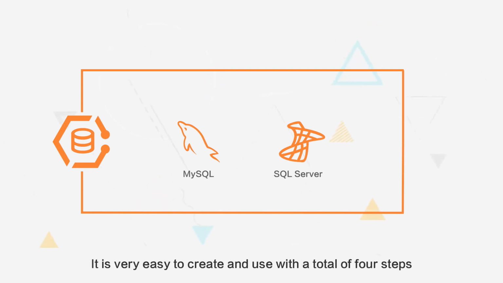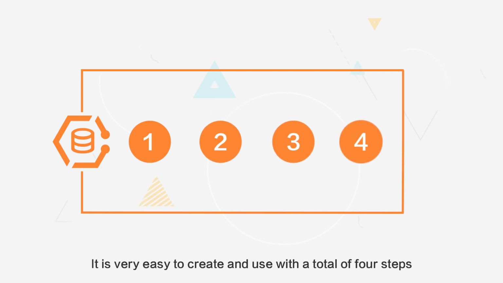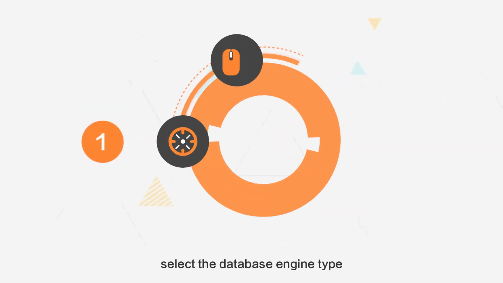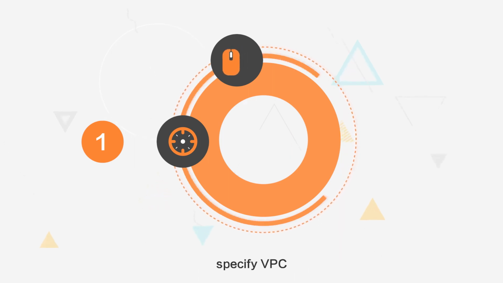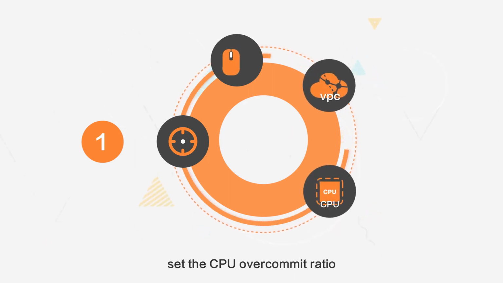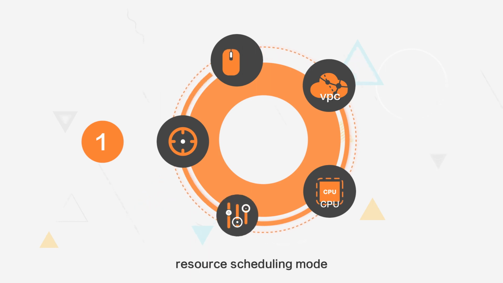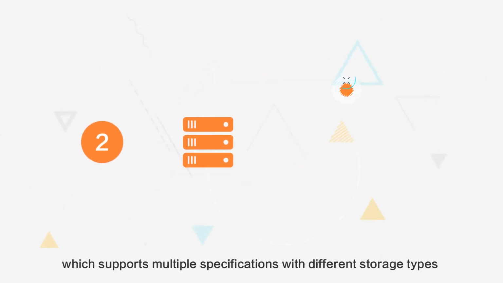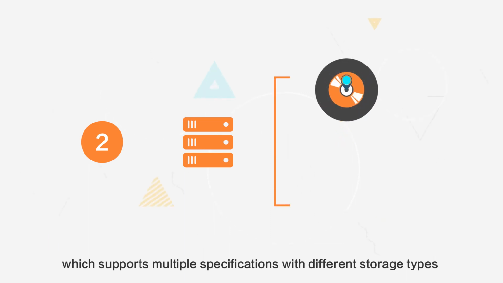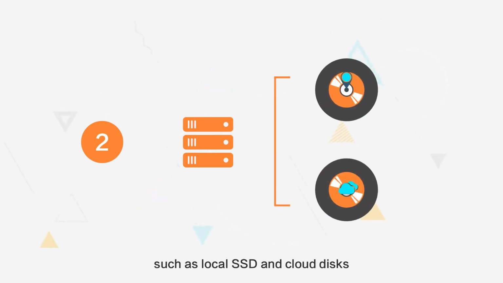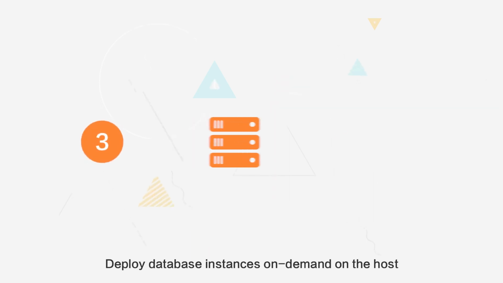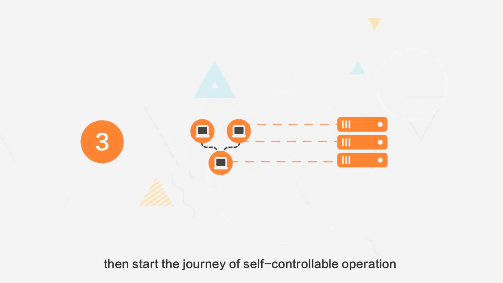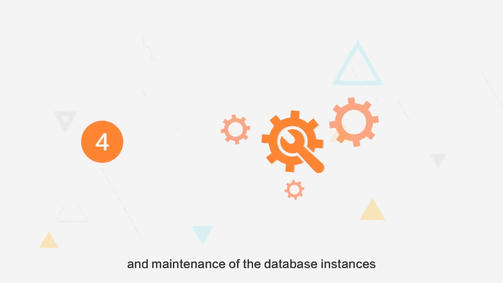It is very easy to create and use, with a total of 4 steps. First, create a dedicated cluster, select the database engine type, specify the VPC, and set the CPU overcommit ratio and resource scheduling mode, and then purchase the host, which supports multiple specifications, with different storage types such as local SSD and cloud disks. Deploy database instances on demand on the host, then start the journey of self-controllable operation and maintenance of the database instances.